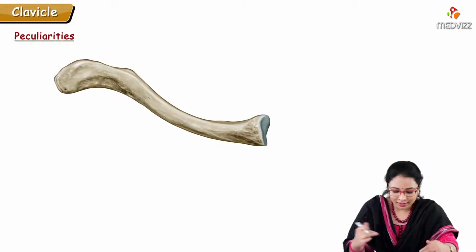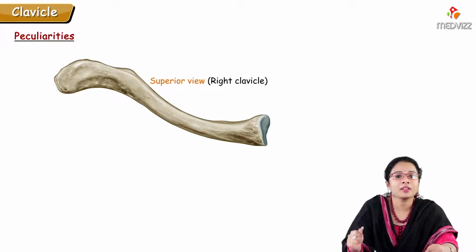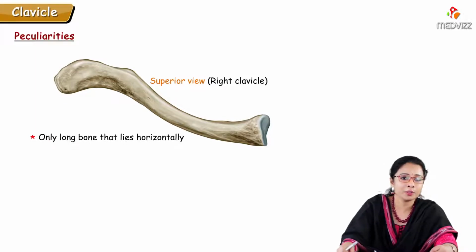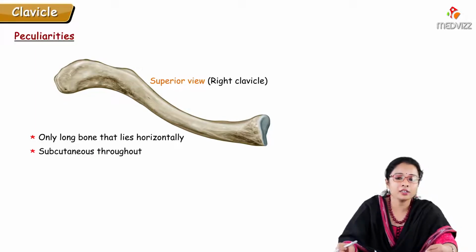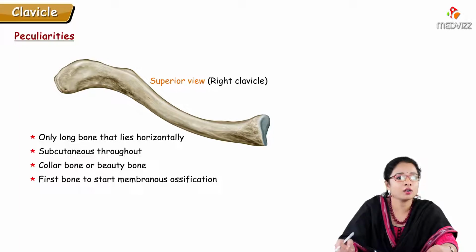So the clavicle is here in this picture, which is the superior view of right clavicle. It is the only long bone which is present horizontally in our human body, and it is subcutaneous throughout. So it is also called as collar bone or beauty bone. It is the first bone to start ossifying, which ossifies in membrane.